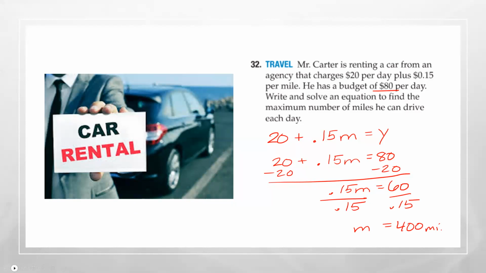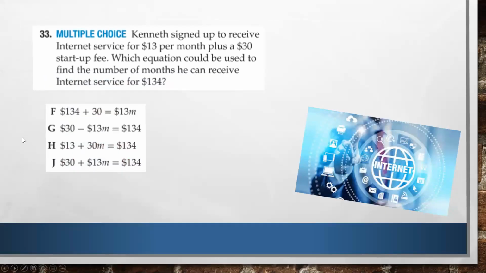All right. And then problem number 33, this will be the last one. It says Kenneth signed up to receive internet service for $13 per month plus a $30 startup fee. Which equation could be used to find the number of months he can receive internet for $134? We need to look through each one of these equations and see which one describes the situation described up here. So this says you take $134 plus 30, it's equal to $13 a month. Well, we want to know when the total is $134. So this is not even set equal to 134. So that's definitely not our equation.